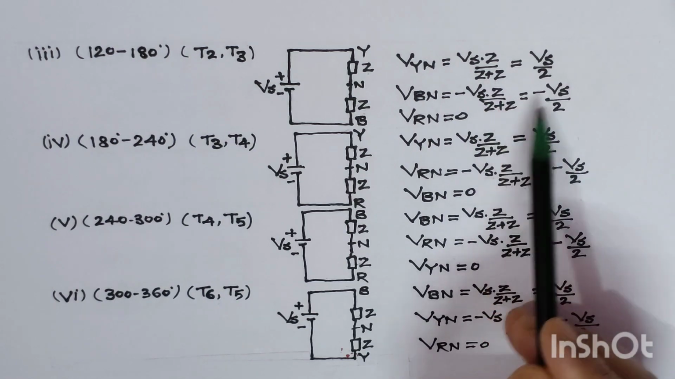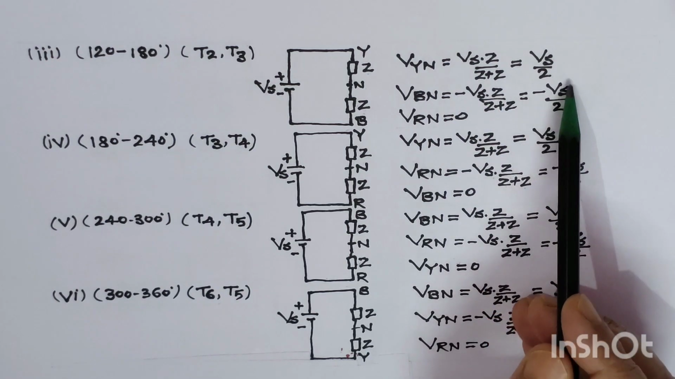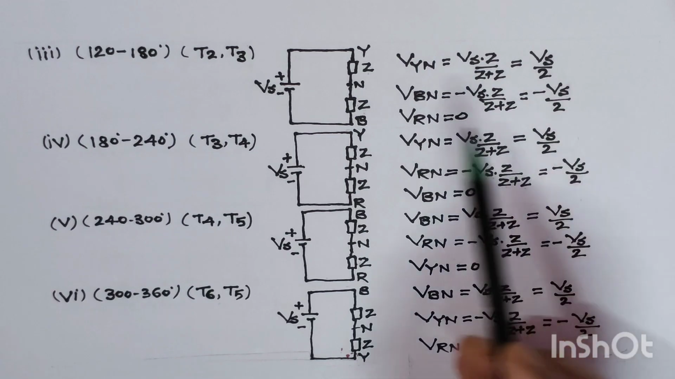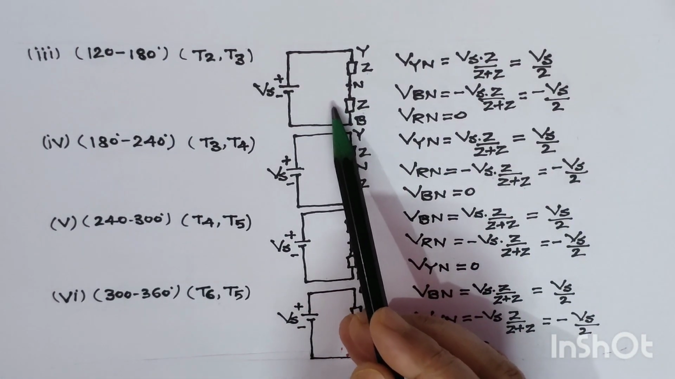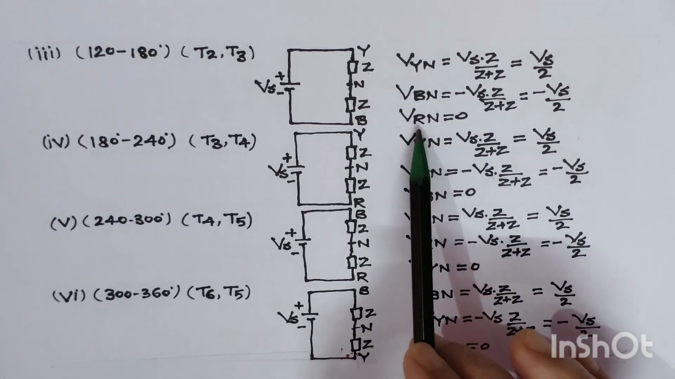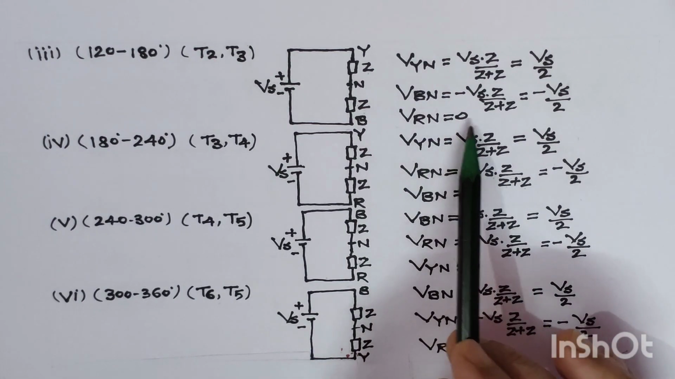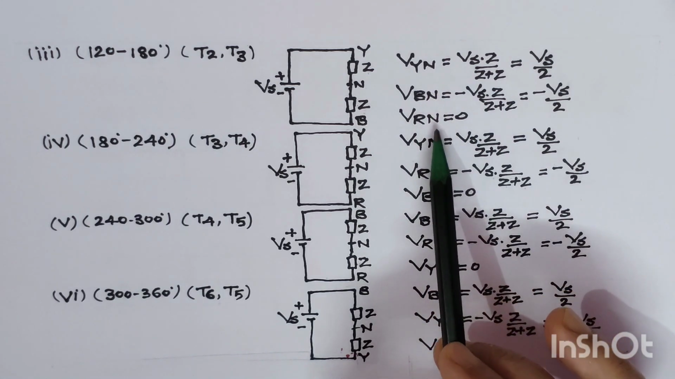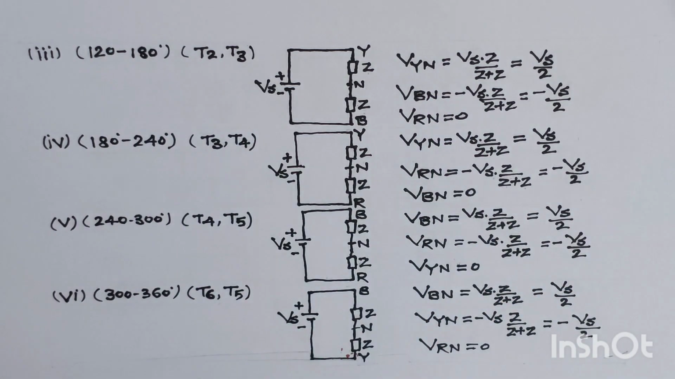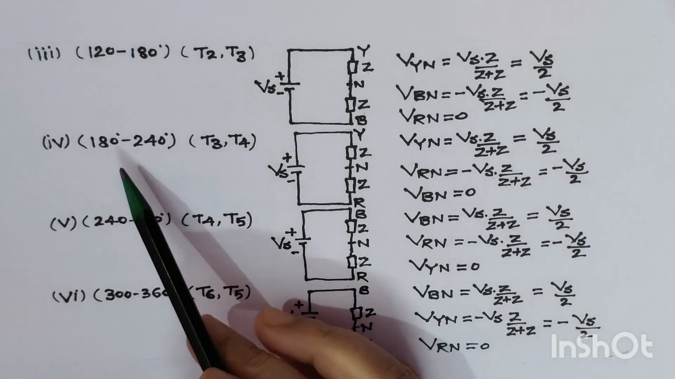So if we solve this, this value comes out to be minus Vs by 2. And since in this circuit diagram there is no R phase connected anywhere, we will write here VRN equals 0. It means we have again found VYN, VBN, and VRN equals 0. This is the third interval. Now we will move towards the fourth interval.